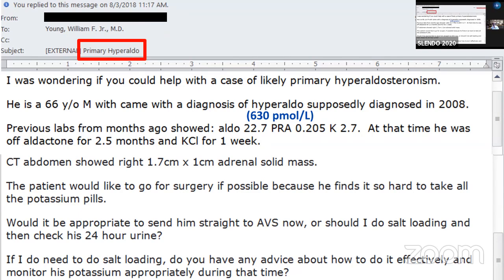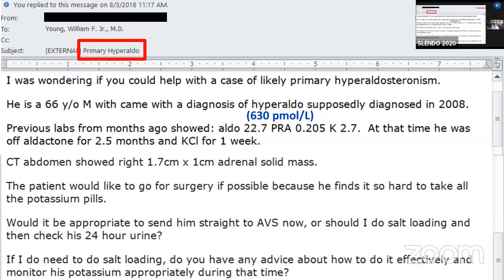Previous labs from months ago showed an aldo of 22.7, that's in nanogram per deciliter, and a suppressed renin and hypokalemia. At that time, he was off Aldactone for 2.5 months and off potassium for a week. So this patient has spontaneous hypokalemia. CT abdomen showed a 1.7 by 1 centimeter adrenal mass on the right.